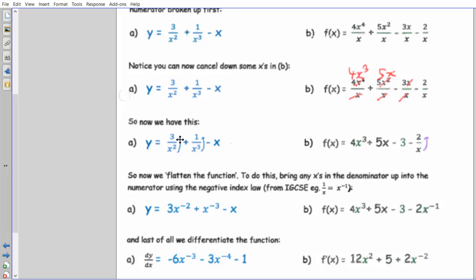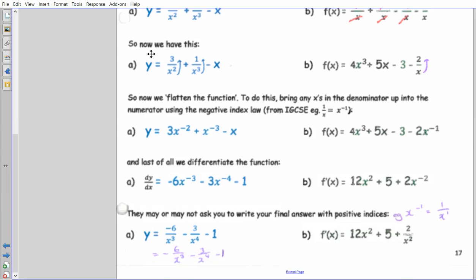We're going to bring that up and make it 3x to the power of -2. We're going to bring this one up and make that 1x to the power of -3. And this one's already fine, it's just minus x. So I've done that here, 3x to the power of -2. The exponent becomes a negative exponent, x to the -3 here. So basically it changes sign. If it was positive down here, it comes up and it becomes negative. Minus x. And because that's 1x to the -3, I don't bother to write the coefficient of 1.